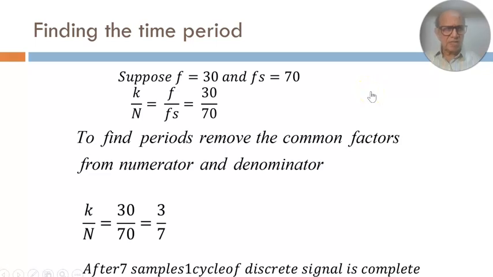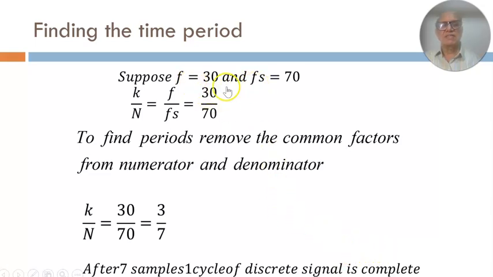Okay. Note incidentally that when we talk about the time period of an analog signal, time is a continuous variable. So we talk in terms of capital T, which is in seconds, maybe 0.1 second, 0.2, and so on. But in a discrete sine wave, your time period is in number of samples, because your n is an integer, that is, the independent variable is an integer now. So for this particular example, we have found out that the capital N is equal to 7. After 7 samples, one cycle of the discrete signal is complete.